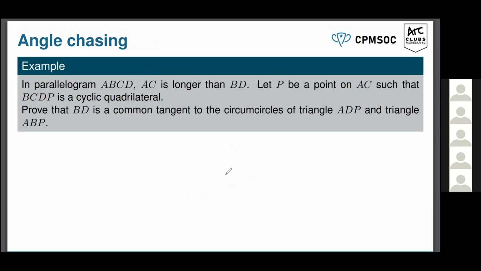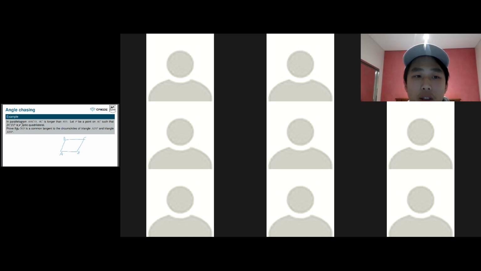In a parallelogram ABCD, where AC is longer than BD, so we'll draw that first. Parallelogram, AC is longer than BD. Right, let P be a point on AC such that BCDP is a cyclic quadrilateral. So a cyclic quadrilateral is just the circle that passes through all four of these points. Right, so let's draw P.